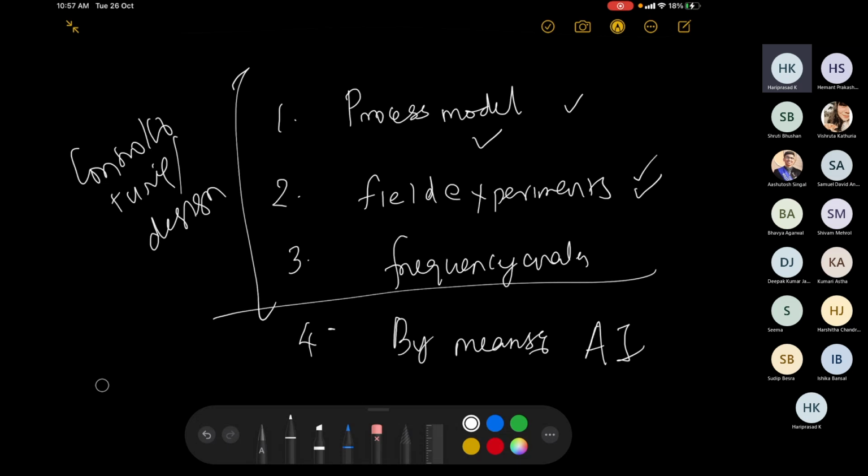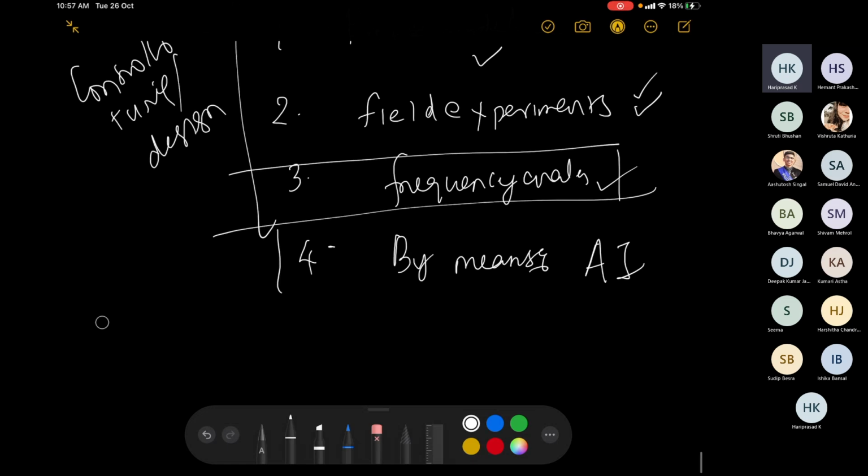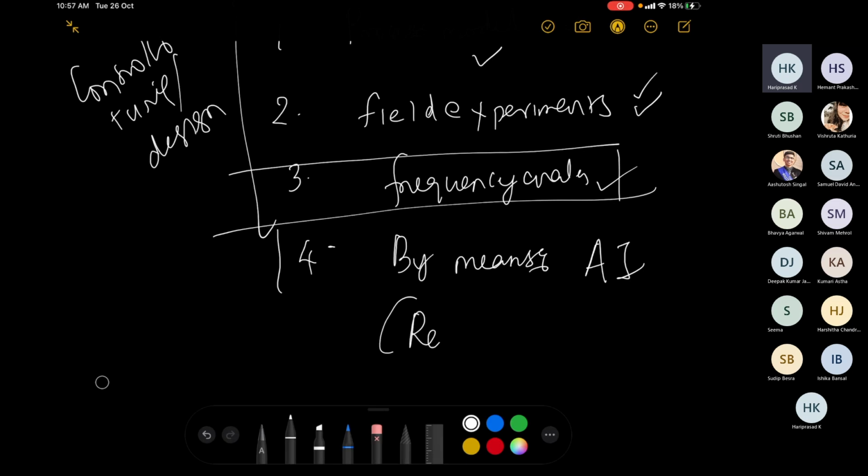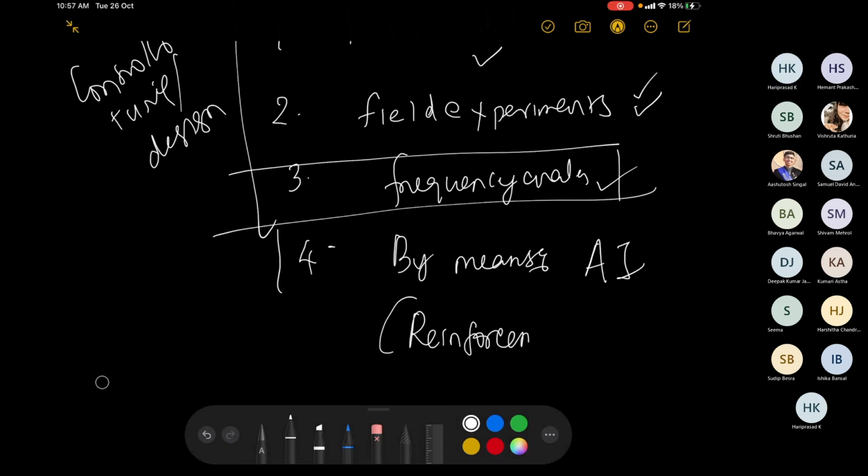And the third, of course, we have not learned, and we would learn in the next chapter by means of frequency analysis: how the system reacts to particular frequencies of inputs. And the last is the current hot topic in the area of automation by means of AI. This is technically known as reinforcement learning. You might have heard this term at least. Has anybody not heard of this term, reinforcement learning?